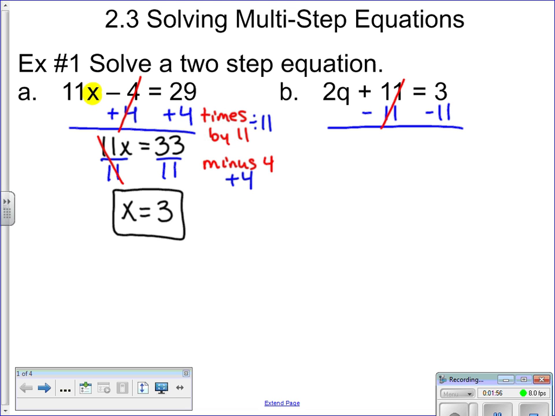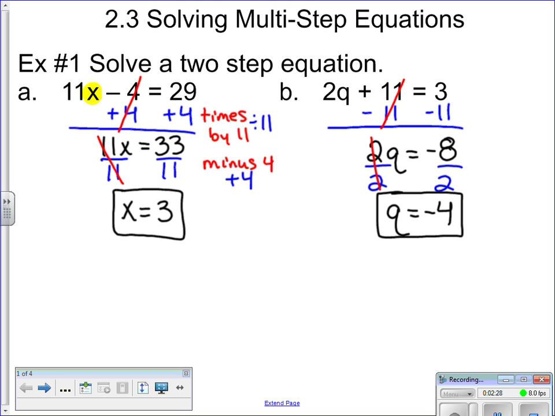The two 11s cross out, additive inverse. The 2q comes down, and 3 minus 11 is negative 8. The opposite of times by 2 is to divide by 2. These two cross out, multiplicative inverse, and q equals negative 8 divided by 2, which is negative 4. And that's all you have to do.